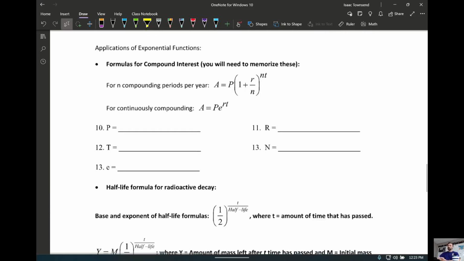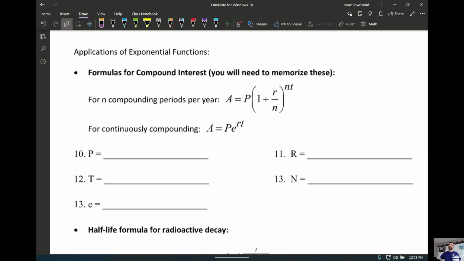Okay, and then for our application questions, there's two types of applications we ask you to look at here. This first one, I wish we had time to have done this before the ACT, because my 8A classes were telling me they saw this on the ACT. So you still could have known it from Algebra 2, but.